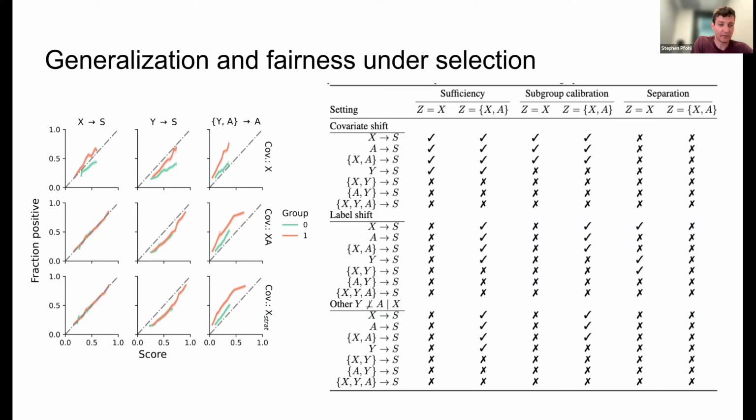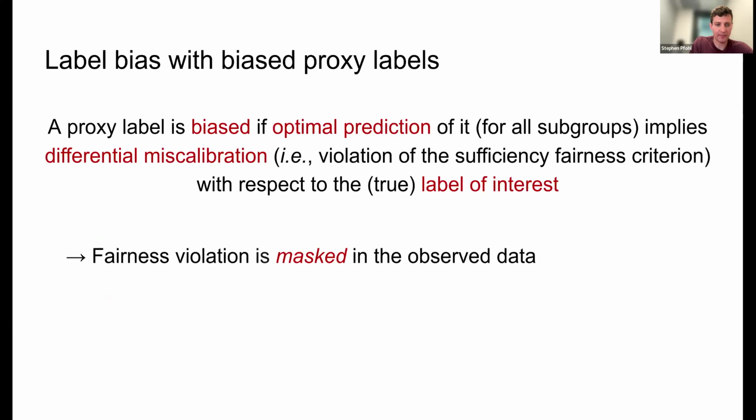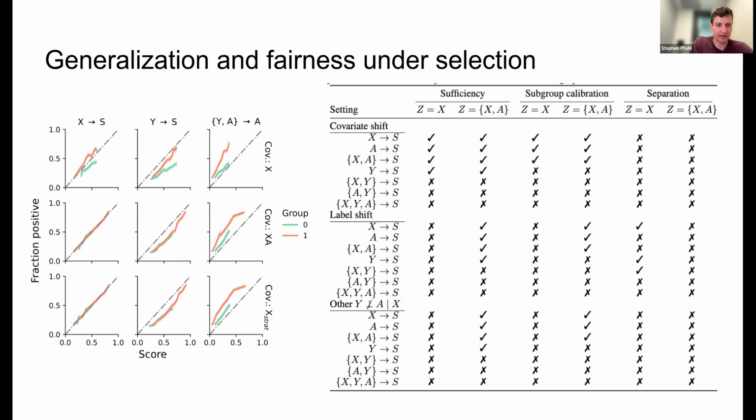When that selection depends on Y, what you see is a global shift in calibration. And so when we're doing subgroup aware prediction, we'll see that we end up satisfying sufficiency, but with a model that's globally miscalibrated. But when that selection depends on both Y and A, you end up with both miscalibration and sufficiency violation. And so that's all I'm going to say about selection bias for now.